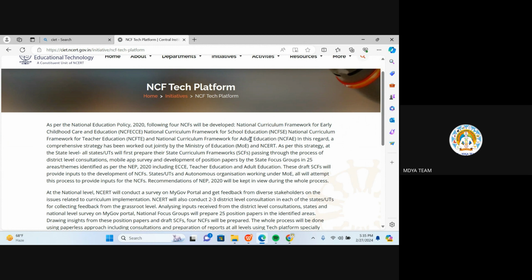Okay, first is early childhood care and education, second is school education, third is teacher education, fourth is adult education. You have to learn until this, nothing more than that. NCF tech platform is the National Curriculum Framework. Under which policy was this developed? National Education Policy 2020. Four NCFs will be developed: early childhood care and education, school education, teacher education, and adult education. Now it's sufficient for the NCF tech platform.